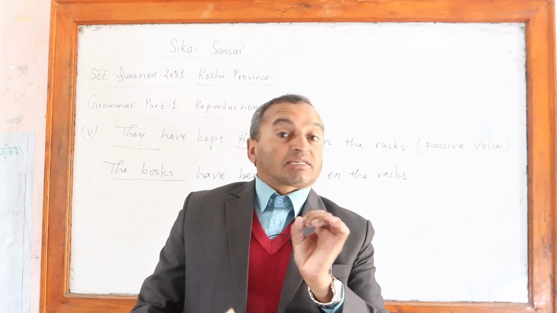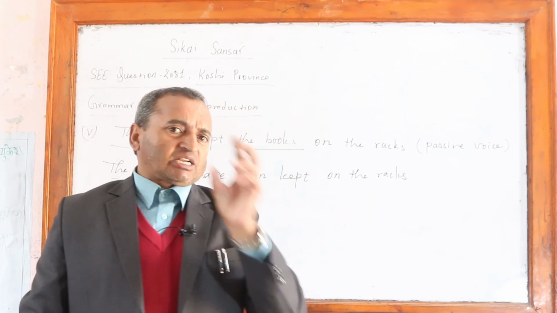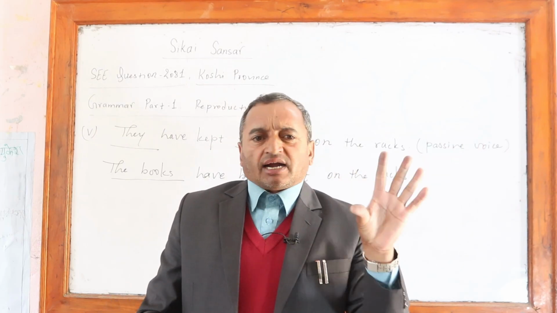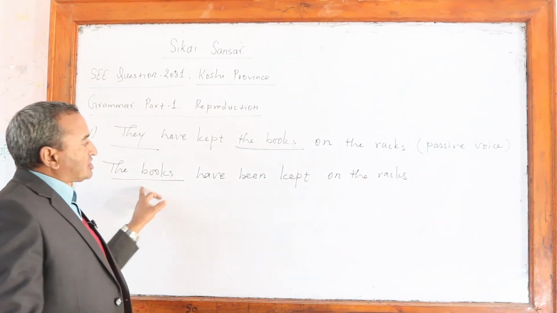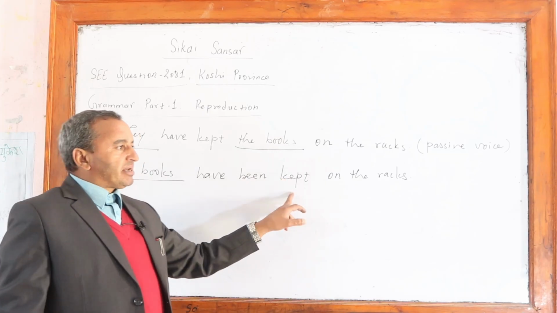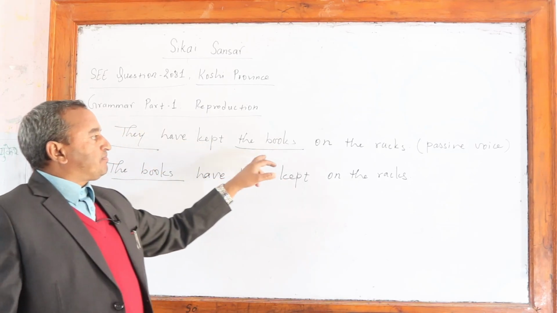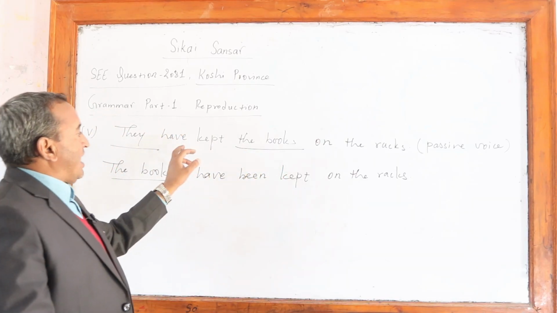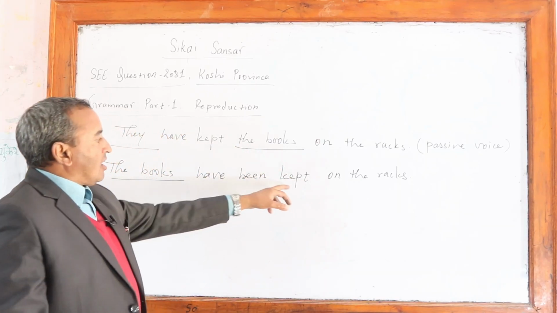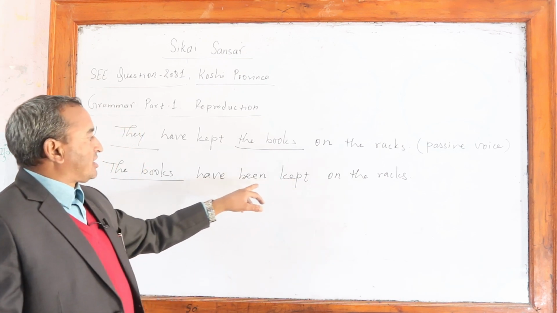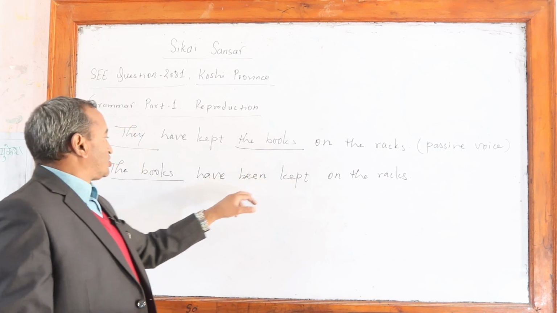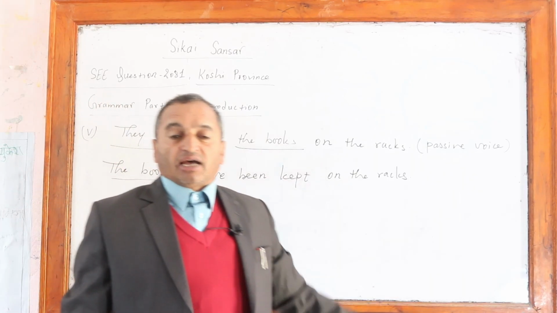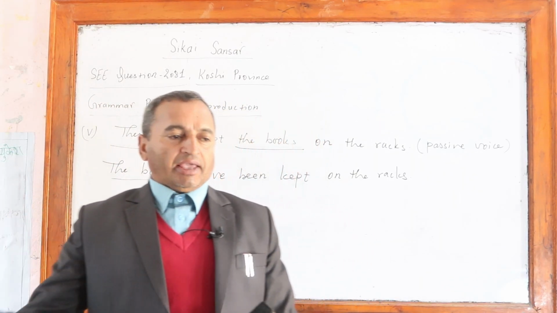So when the subject is not confirmed, when the subject is not fixed, we don't have to use "by" plus the agent. So it is not done here. Only "the books have been kept." Why "have been"? Because it is present perfect tense. So in present perfect, "has been" plus V3, "have been" plus V3, and then the other objects come there, and V3 is made there. So: the books have been kept on the racks. It is the solution of that very thing.